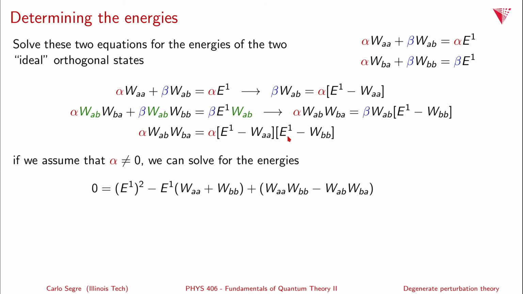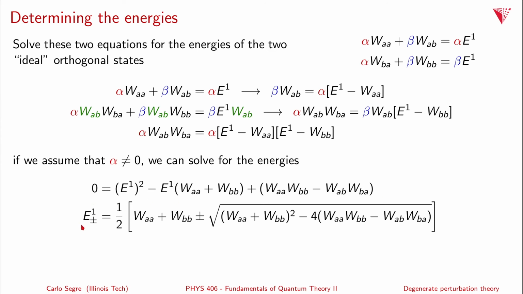So when we multiply this out, we get E1 squared minus E1 times (WAA plus WBB). That's from this cross term and this cross term. Then we have plus WAA times WBB. And when we bring this one over to the same side, we get minus WAB WBA. And the alpha, of course, goes away. So 0 is equal to this equation here, which is simply a quadratic equation, which we can solve by the quadratic formula. So we have two energies which solve this equation. E1 plus and minus, so the plus and minus terms, are equal to 1/2 times (WAA plus WBB) plus or minus the square root of (WAA plus WBB) quantity squared minus 4 times (WAA WBB minus WAB WBA).